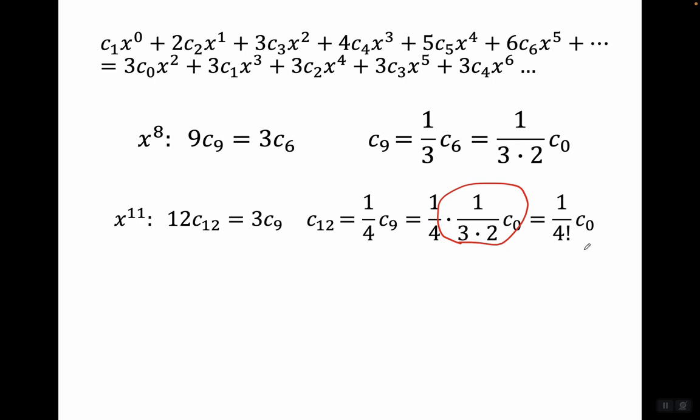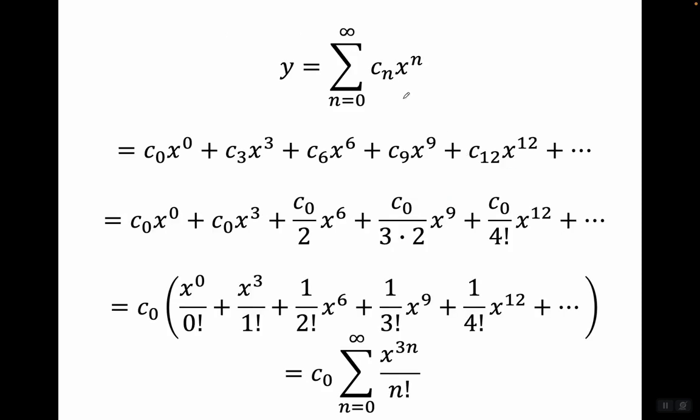And the trend continues. So this is what our power series is going to look like: c0 x to the 0 plus c3 x cubed plus c6 x to the 6, and so on, because all the other terms are just going to have 0 coefficients: the coefficients of x squared, x to the 4th, x to the 5th, etc. Let's express each of these in terms of c sub 0. c3 is the same as c0, c6 is c0 over 2, c9 is c0 over 3 times 2, c12 is c0 over 4 factorial.